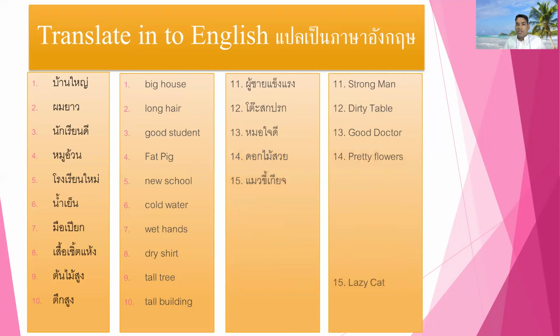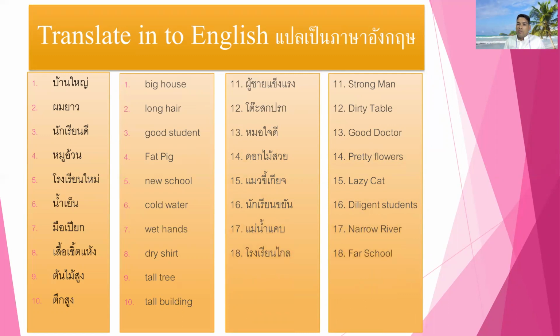Number 15 is lazy cat. Number 16 is diligent student. Number 17 is narrow river. Number 18 is far school. Number 19 is careless boy. Number 20 is slow canal. So all of it is translated into English language. You should understand whether the written Thai is correct or not, and then I translated it with Google to check whether it is correct or not. If something is not correct, please try to correct it, and then try to understand it very well.